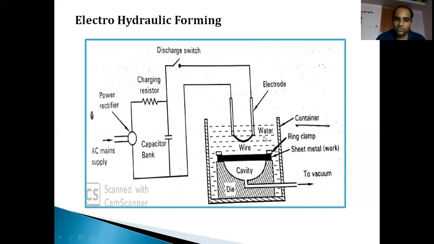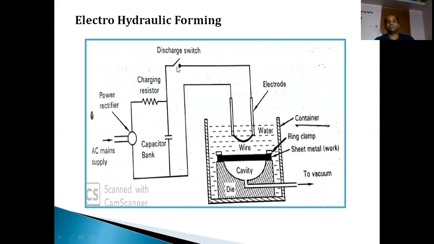In very simple words, only the type of energy generation is different when compared to explosive forming. Here we don't use an explosion. Instead, we are using electrodes, which are charged with the help of a capacitor. Once they are in contact, they develop a spark to develop a high amount of energy, which is responsible for deforming this entire workpiece. You can see here there is a capacitor bank, charging resistor, and discharge switch.